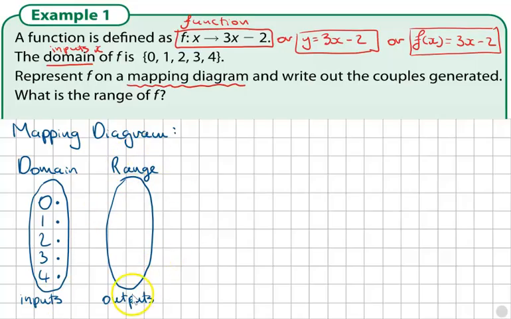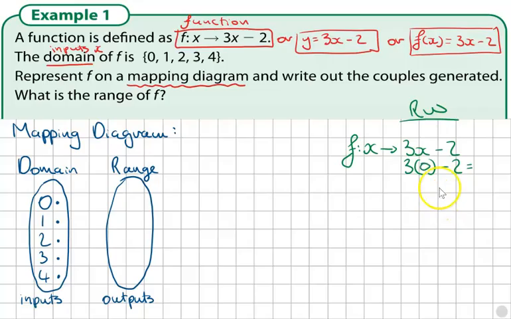And then we have our range, our outputs. So I'm going to do some rough work. Our function is f of x maps to 3x minus 2. So I swap the x for brackets, and I'm going to first of all input 0. So 0 is our first element in our domain. And 3 times 0 minus 2 is minus 2. So minus 2 is our first element in the range, and 0 maps to minus 2.